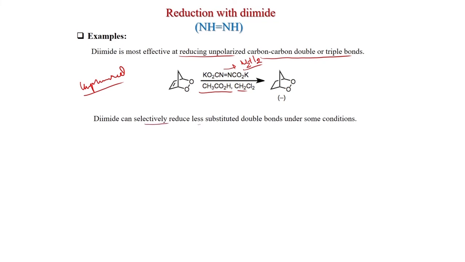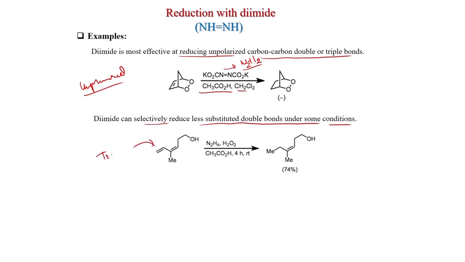Diimide can selectively reduce less substituted double bonds under some conditions. Like here, two double bonds are there. So, this is the terminal one, and with N2H4 plus H2O2 oxidation in acid, you get the diimide. So, this is the in situ generation of diimide, and now only the terminal bond is getting reduced. So, this is regioselective.